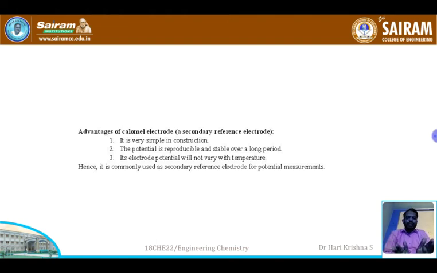Let us see the advantages of this Calomel electrode. It is very simple in construction. The potential is reproducible and stable over a long period of time. Its electrode potential will not vary with temperature. That is the major advantage of all second reference electrodes. So it is commonly used as a second reference electrode for all potential measurements.